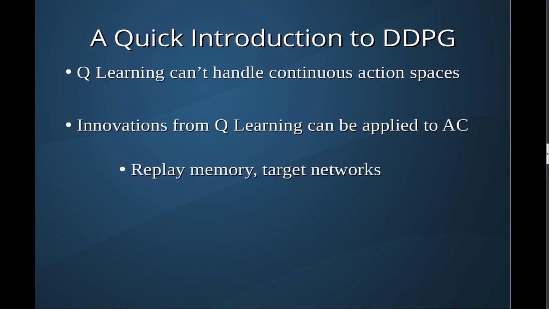However, that doesn't mean that the innovations from Q-learning can't be applied to actor-critic methods, and in fact they can, and that was the motivation behind the work done in the DDPG paper. In particular, we're going to make use of a replay memory, where instead of just learning from the most recent state transition that the agent has experienced, it's going to keep track of the sum total of its experiences and then randomly sample that memory at each time step to get some batch of memories to update the weights of its deep neural networks. The other innovation is the use of target networks.